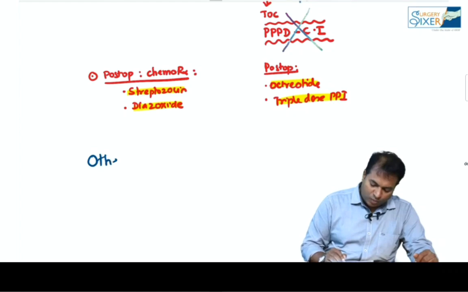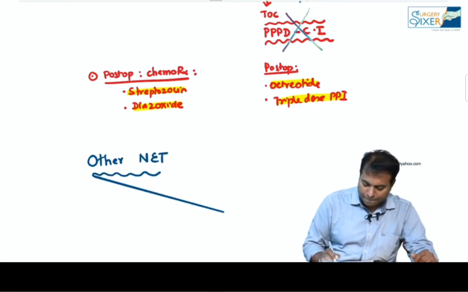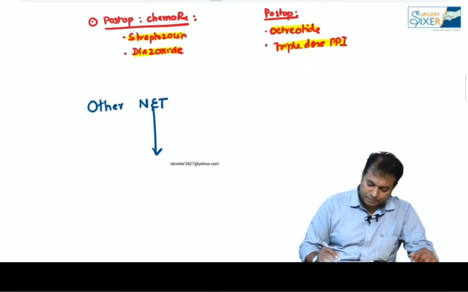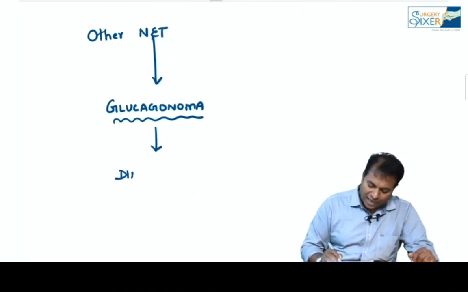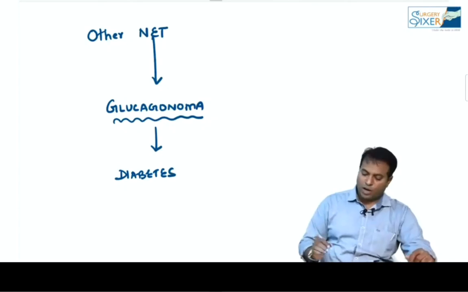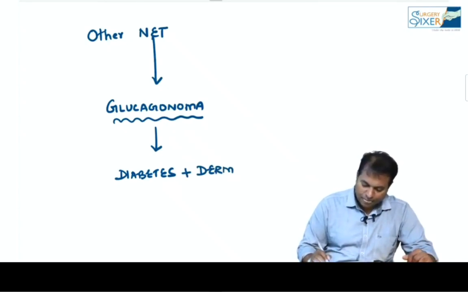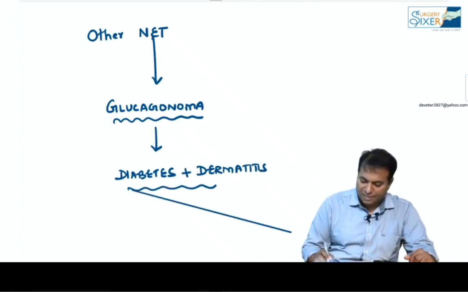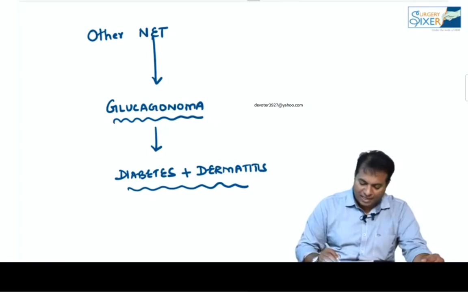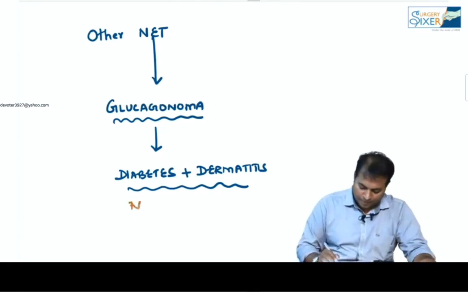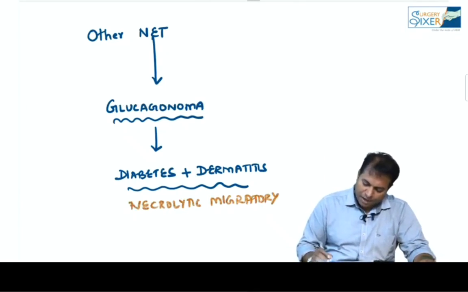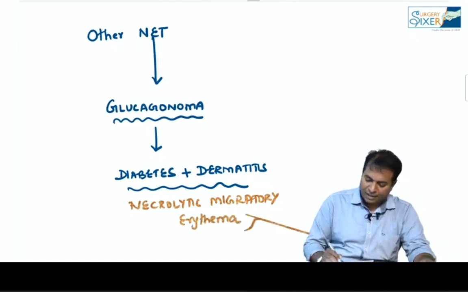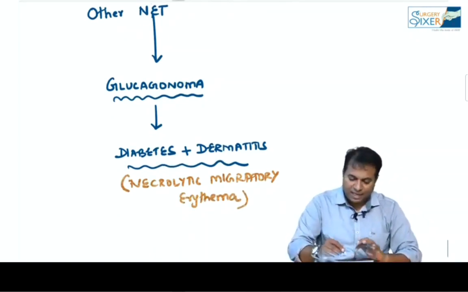What are the other neuroendocrine tumors of pancreas? They are glucagonoma, which produces excessive glucagon. Because of excessive glucagon production, the patient will have increased blood sugar, therefore they have diabetes. The characteristic feature of glucagonoma is diabetes plus dermatitis. This is the classical presentation of glucagonoma. A high yield MCQ for your exam: what is the name of that dermatitis? It is necrolytic migratory erythema, the dermatitis seen in these patients.